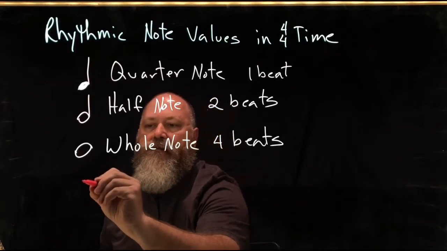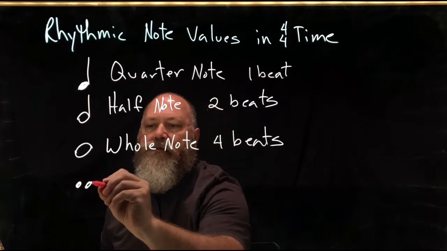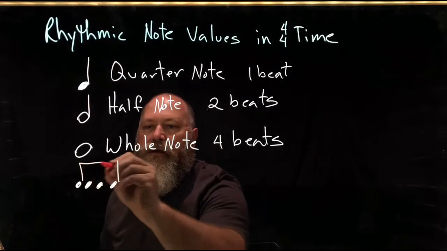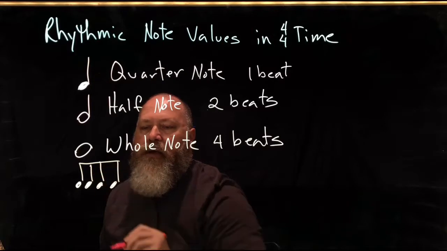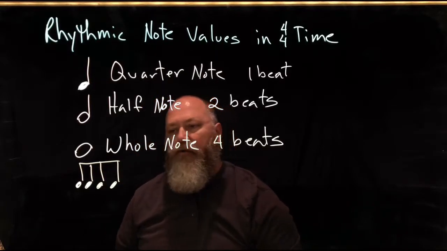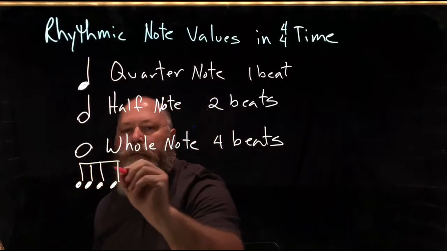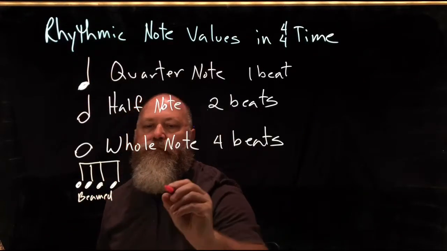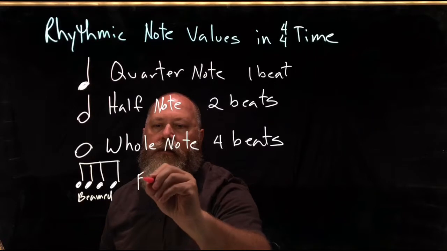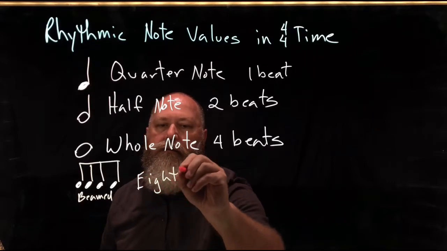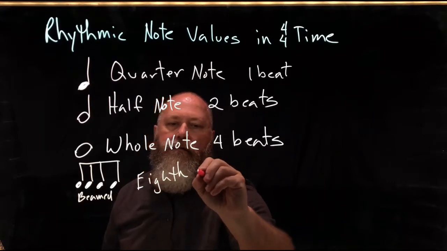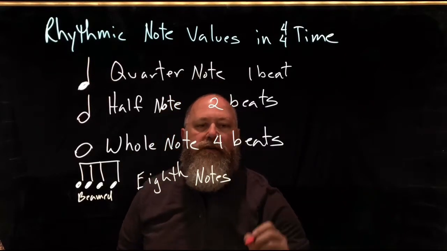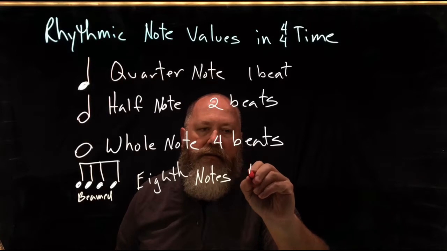Next one, working down, are eighth notes. Now, eighth notes can be written two ways. They can be written like that with a beam. Those are beamed eighth notes. Each one of those gets 1/2 of a beat.